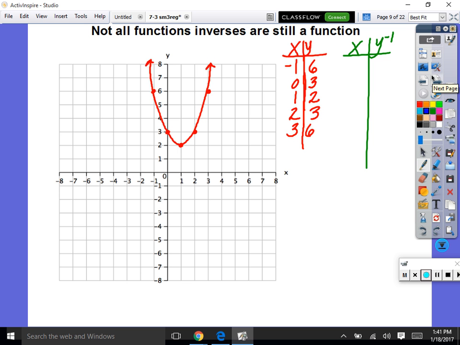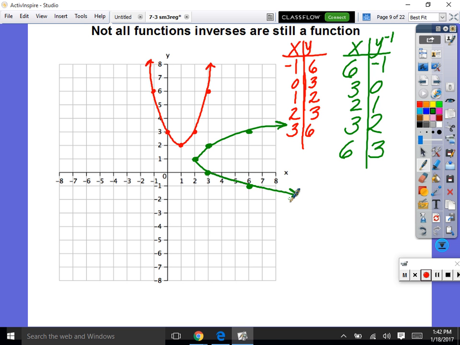Now, one thing to note, not all functions' inverses are still a function. So look with me at this quadratic. I have a bunch of xy points here, so the inverse would be 6, negative 1, 3, 0, 2, 1, 3, 2, 6, 3. So watch me graph this, which we know is a reflection over that line, right? Watch me graph this. Over 6, negative 1, over 3, up 0, over 2, up 1, over 3, up 2, over 6, up 3. So I graph this.